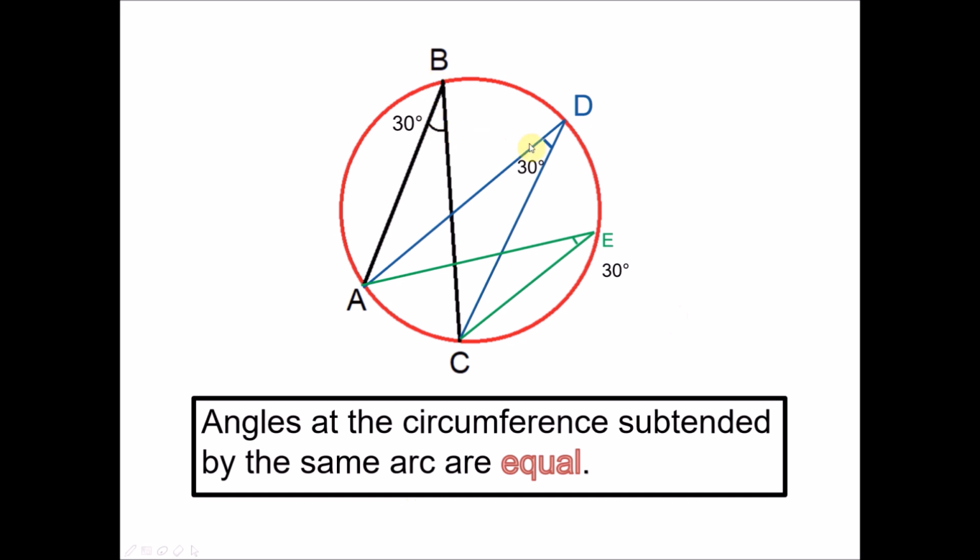Okay, so these three angles are subtended by the same arc, which is arc AC. So any angles you form subtended by the same arc AC will have the same values. They are equal. This is the first property, and it is very important that you need to know. So we try to look at the examples. How can we use these properties?